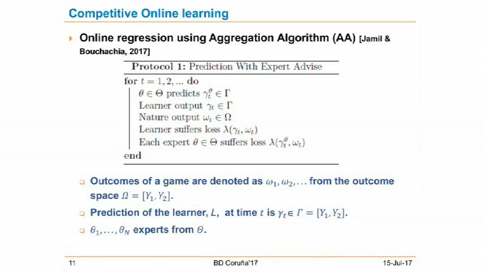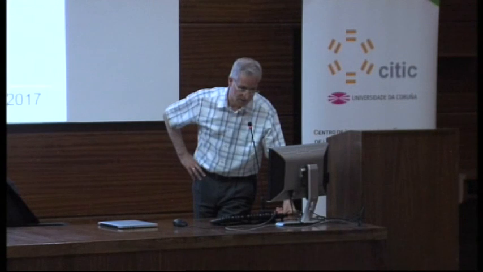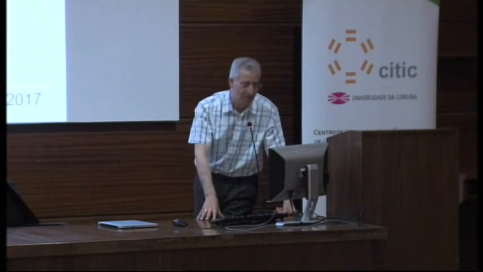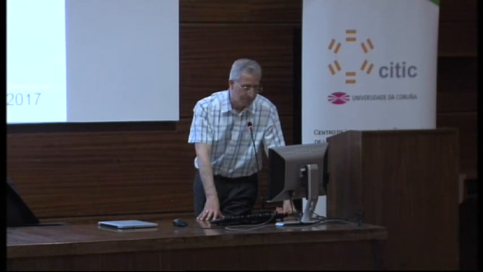Now the loss of the learner is just the sum of the losses of the experts, yeah, while the loss of an expert is local. So whatever loss function you use, it depends, because this is stemming, more or less inspired, from game theory. So the loss of the learner is just the sum of the losses.